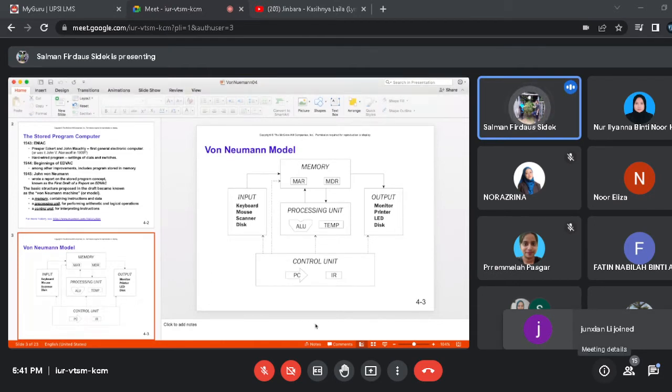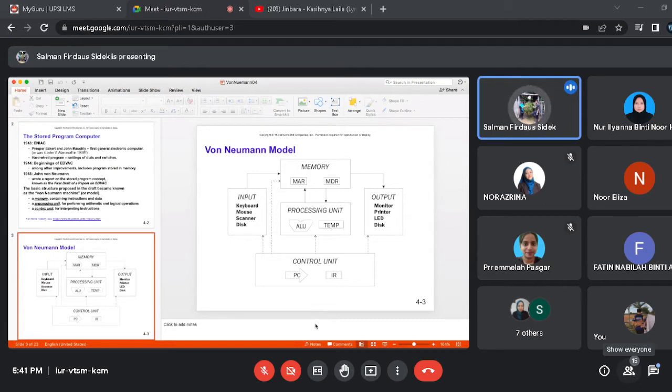Okay, memory. Memory is very important because this component differentiates the computer from the other peripherals. Then we have input, like keyboard, mouse, and everything that can be used to key in the data into the computer. Like text, we use keyboard.